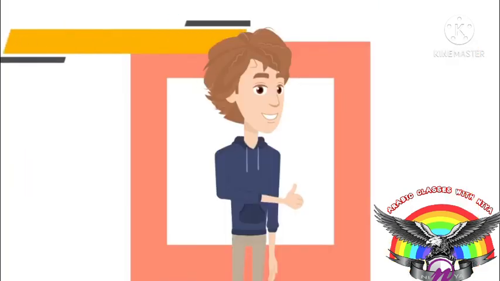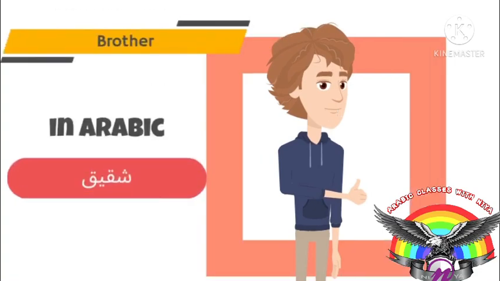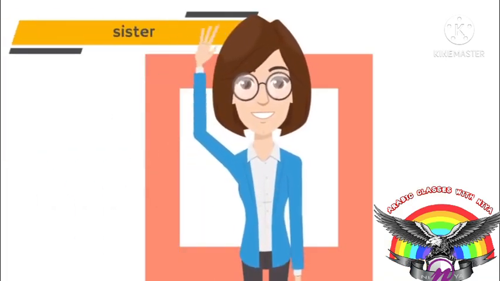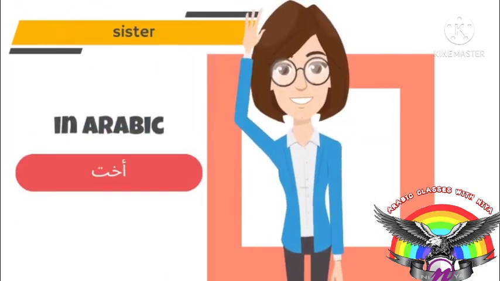Next we have brother. And now let's see how to say brother in Arabic. Are you ready to see that? It is known as shaqiq. You can say shaqiq or akh. Both will be correct. Next word we have sister. Let's see how to call sister in Arabic. In Arabic it is known as ukht. Let's repeat ukht.